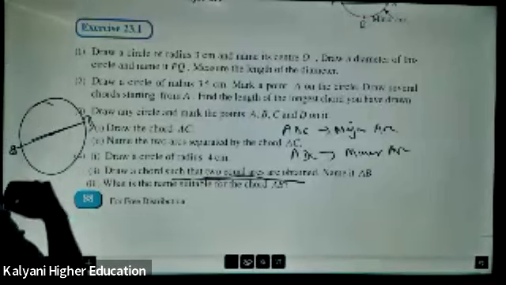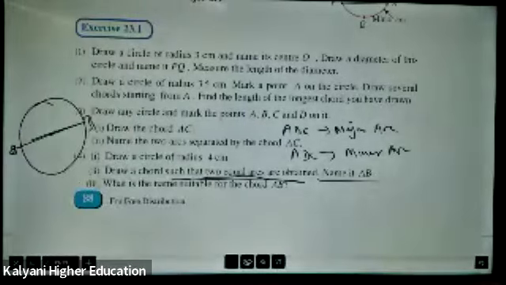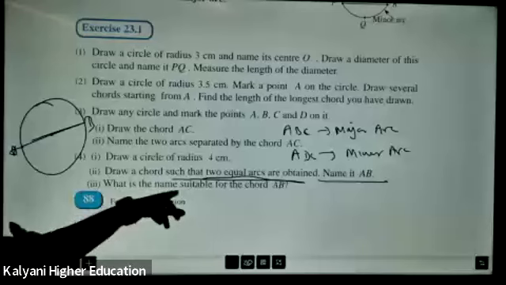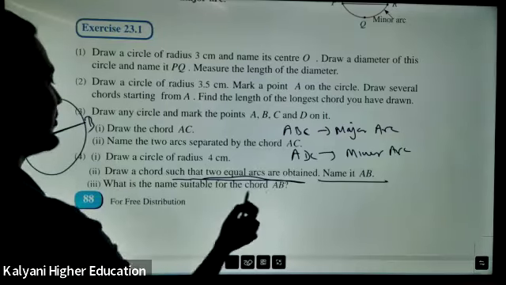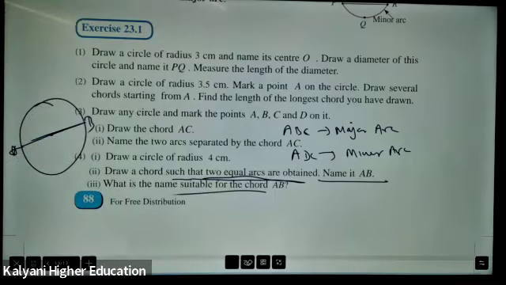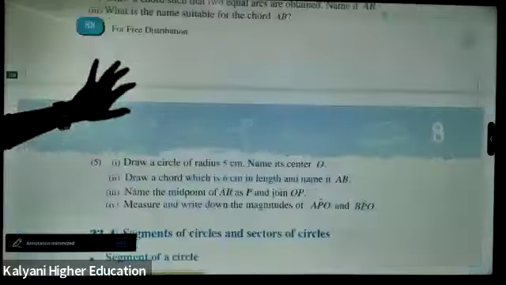What is the special name of this chord AB? It's the diameter. What is the name suitable for the chord AB? Diameter. Now, last question.